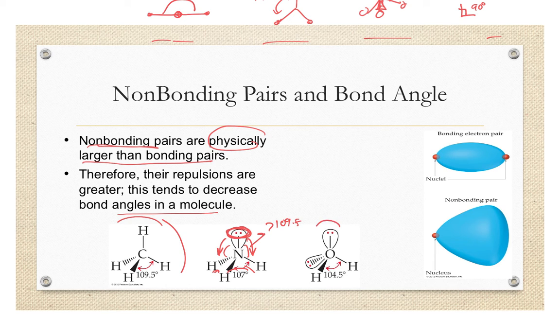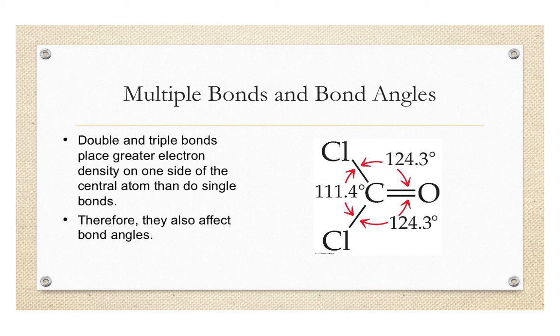Okay, if we add even more lone pairs of electrons, like in water, again, these angles are going to get bigger, but this angle between the O and H is going to get squished down to 104.5, again because these lone pairs are pushing down on the angle.